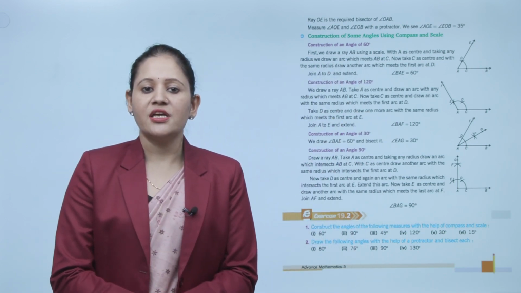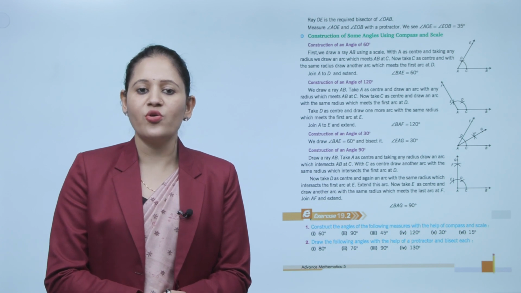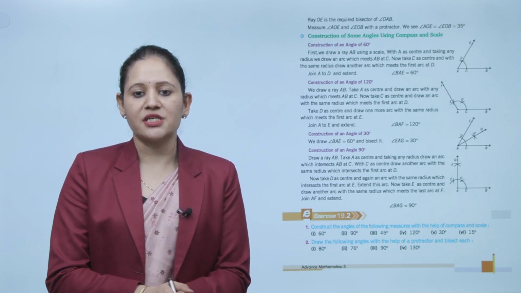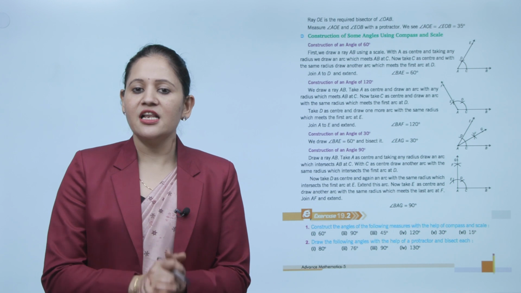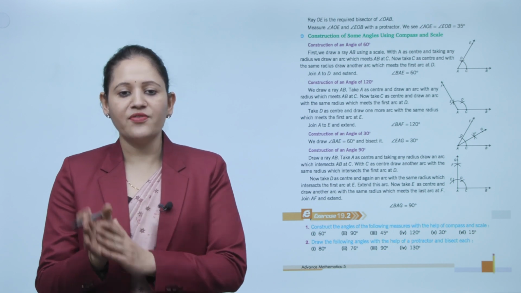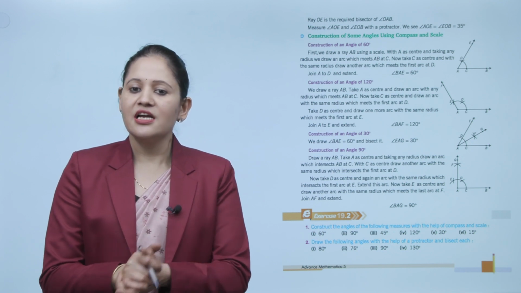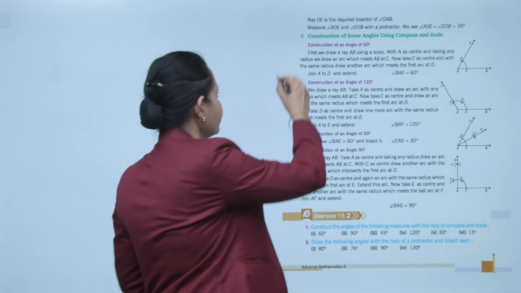Ray OE is the required bisector of angle AOB. Measure AOE and EOB with the protractor. We see that angle AOE equals angle EOB, that is 35 degree each. Next is construction of some angles using compass and scale.